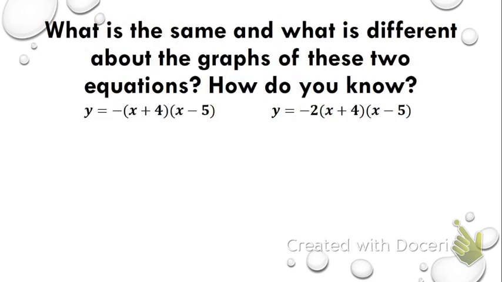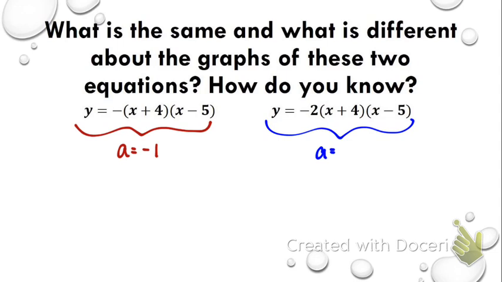All right. What's the same and what's different about these two? Oh, it has an A. Do they both have A or just one? They both have A. What's the A value for this one? 1. -1. -2. Is that the only thing that's different? No. Here I have +4 and +4. Yes, both A's are negative.